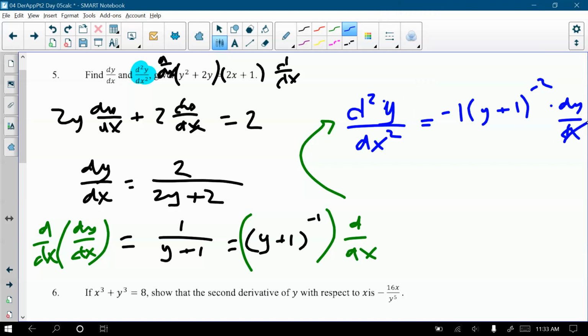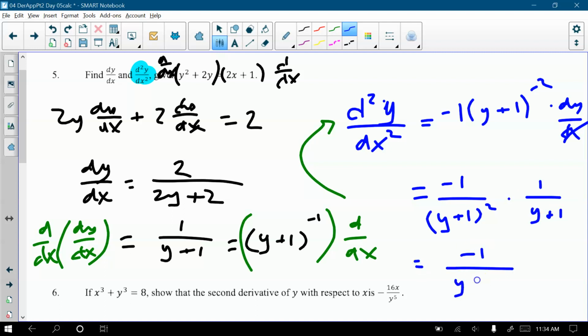Okay. And we know what dy dx is. dy dx was equal to 1 over y plus 1. So now we have negative 1 over y plus 1 squared. I don't like negative exponents, so I usually change them to positive ones when possible. Times dy dx was 1 over y plus 1, which is now going to equal negative 1 over y plus 1 cubed.